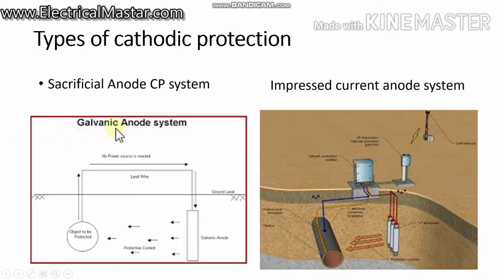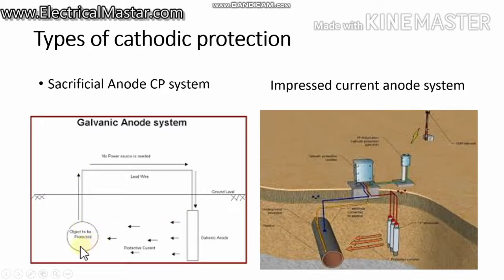Another method is the sacrificial anode system. Sacrificial anode means there is no external power supply. This anode is just placed near the pipeline, and the anode and the protected pipeline structure are directly connected through a cable wire. You can see here both are directly connected. By the nature of the anode, it is positive and the pipeline is negative, so current will flow from the positive to the negative. So positive current will flow to the cathodic structure and return back to the source.